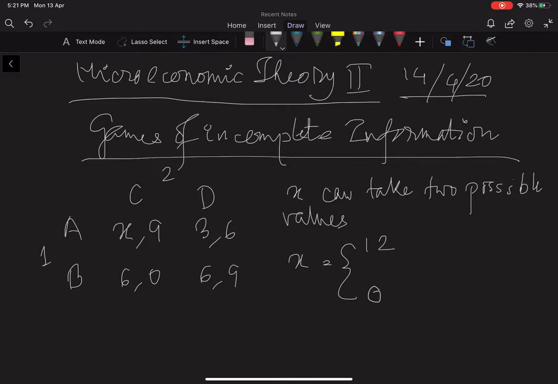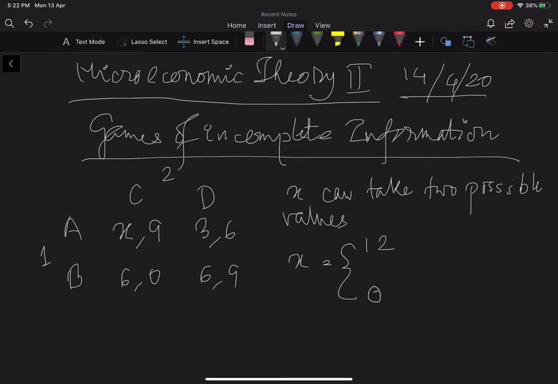Okay, now it is not just enough for the game to specify that it can be one of the two cases, it can be 12 or 0. The game must also specify what are the likelihoods of these two payoffs. What is the chance that actually player 1 would get payoff 12, and what is the chance that player 1 would get 0, right? So it's not just enough to say these are the possible things. We must also specify what 2 believes about the likelihoods of each of these possible payoffs.